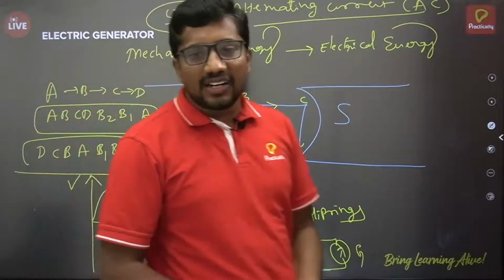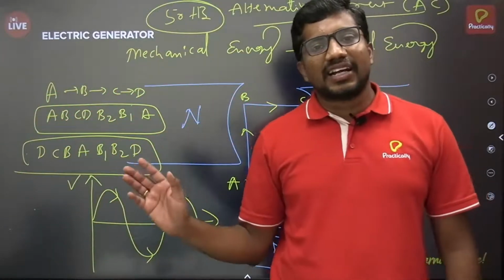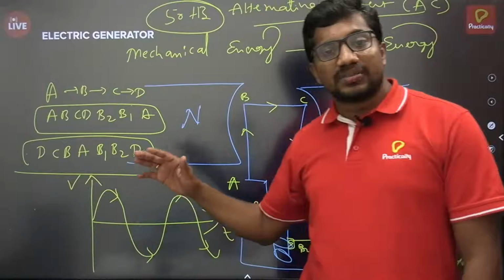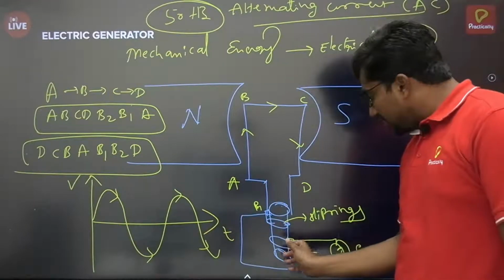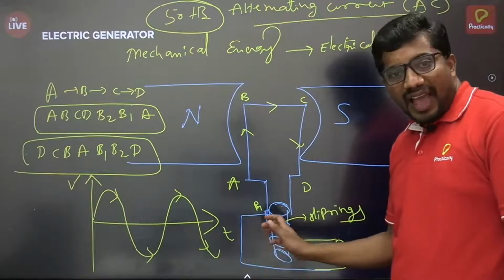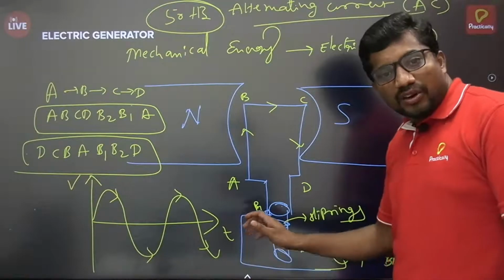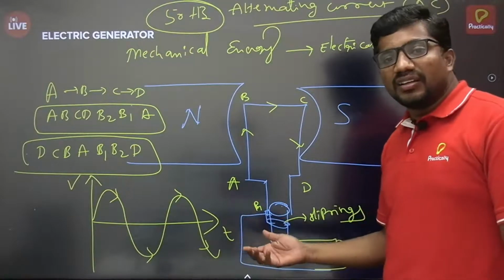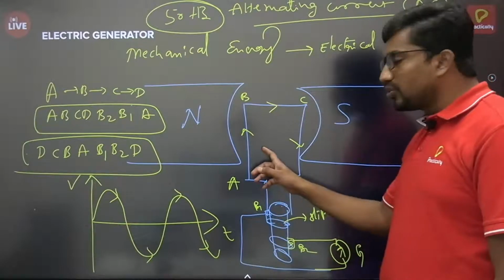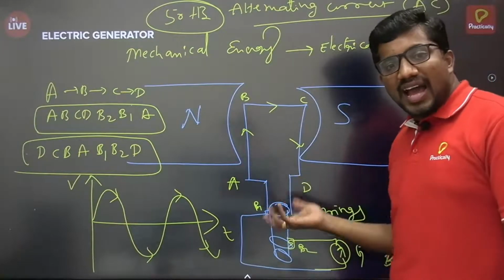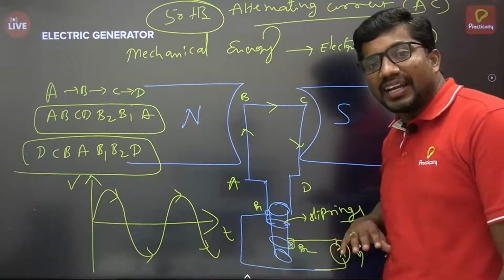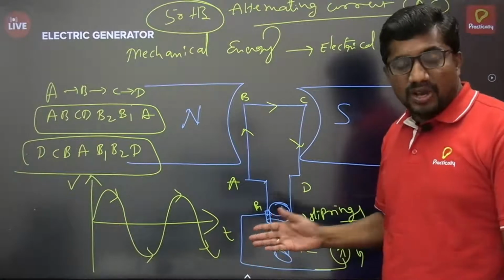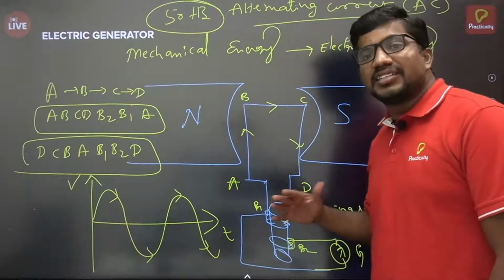So simply, children, an electric generator is an electrical device that converts mechanical energy into electrical energy. We are giving input to this axle rod, which is a mechanical element. We are rotating the axle rod, which is attached to the armature coil. As a result, the coil also rotates. So you are giving mechanical energy as input to the device.